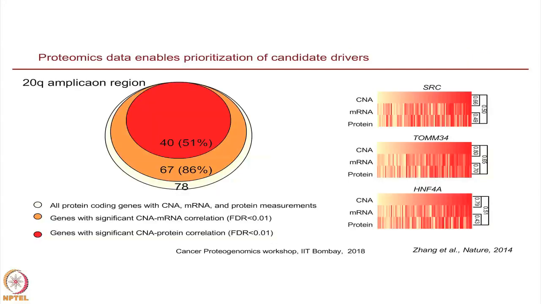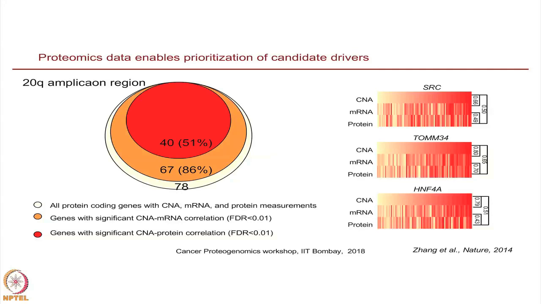And we also can look at the trans effect or cis effect. The large circles indicate all the protein coding genes in this 20q amplification region that we have both mRNA and protein measurements for, and this indicates the genes with good copy number and mRNA correlation, and this indicates the genes with good copy number and protein correlation. So this helps us to narrow down to the genes where the copy number will not only increase the mRNA level, but also increase the protein level. And these are the very likely cancer driver genes in the region.